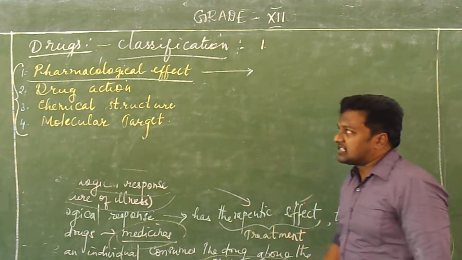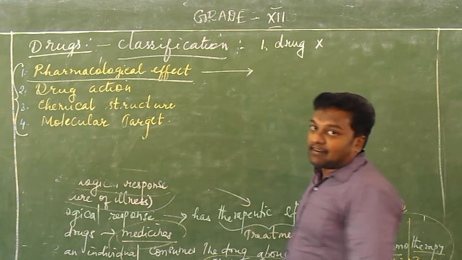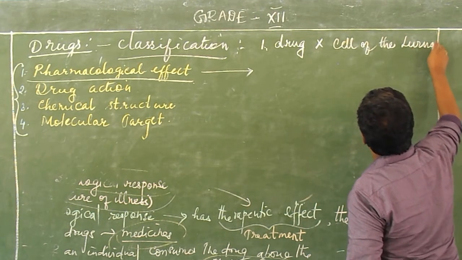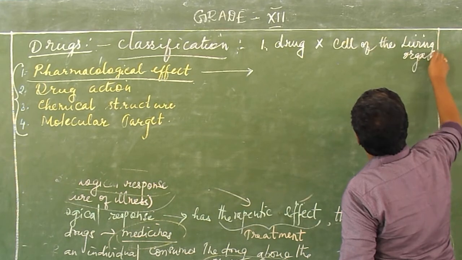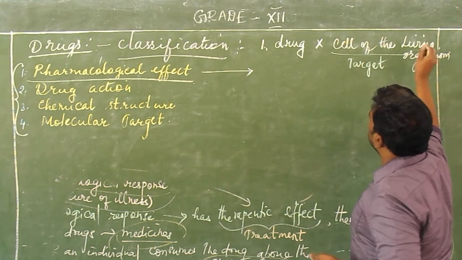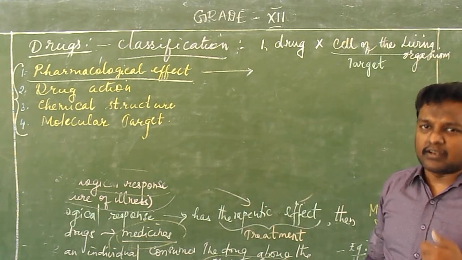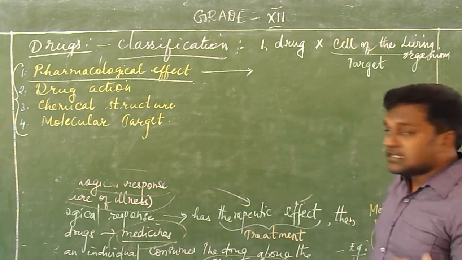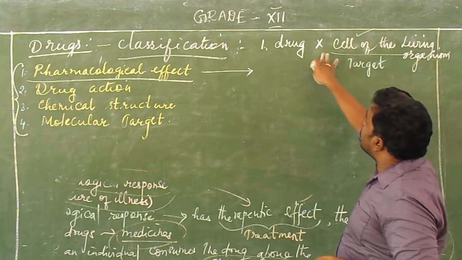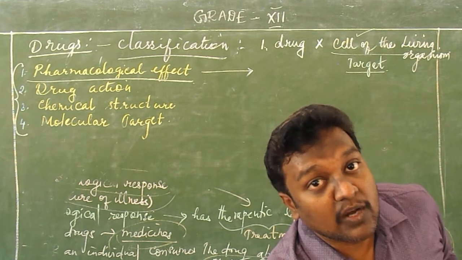Under pharmacological effect, the first point. Here, we are taking a drug. This drug will interact with the cells of the living organism. So that means the cells of the living organism will be acting as a target. There may be some infection, microbial infections, skin lesions, skin inflammations, ulcer, rashes, whatsoever it is, even tumors, benign tumors, which could have been formed. So the drug will be interacting with the cell target. So the drug interacts with the cell of the living organism, which we are calling the target.